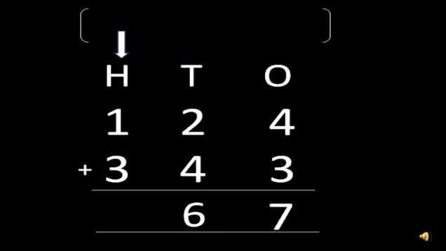Now we move to add the numbers in the hundreds column. 1 plus 3 is 4. Write 4 under the hundreds column. Therefore, 124 plus 343 is equal to 467.